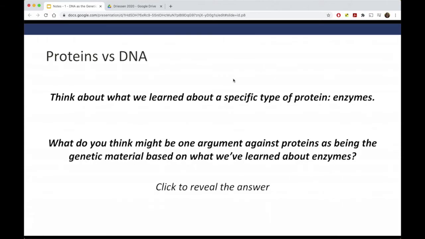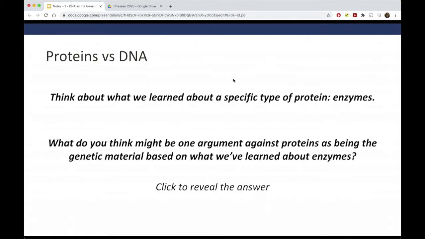But there is one problem with this idea that proteins are the genetic material. I want you to think about what we've learned about proteins. For example, enzymes. What do you think might be one argument against proteins being a genetic material based on what we've learned about enzymes? Hint, think about what might happen if the environment changes.